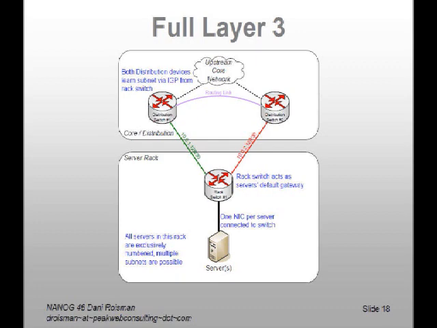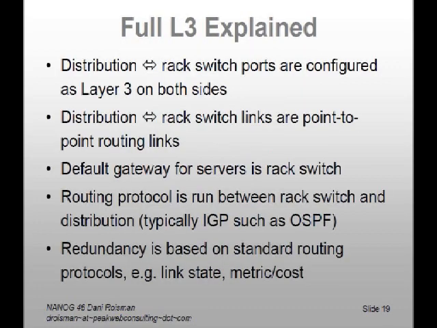You can even run iBGP, eBGP if you want, some routing protocol between your rack switch and your distribution layer. Works pretty well. All servers in your rack are exclusively numbered. I'm going to tell you more about that in a moment. Distribution switch, I said they're point-to-point links. You're running a layer 3 protocol.